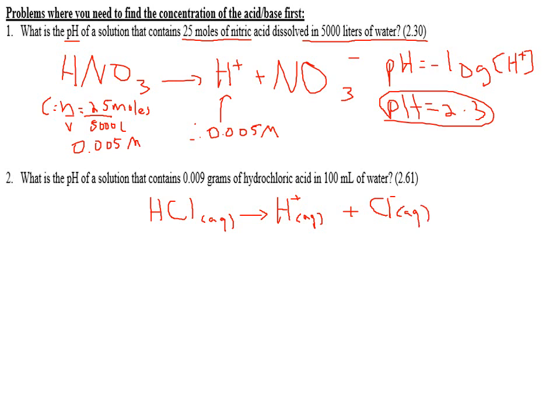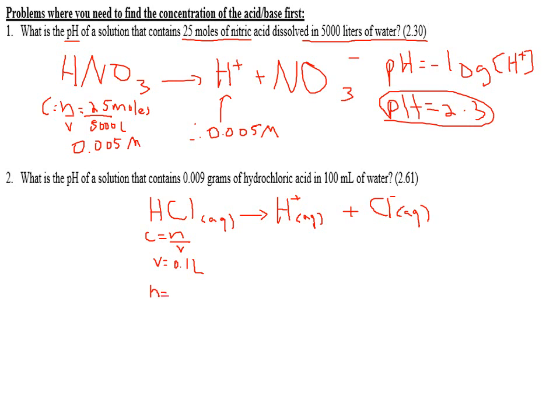We have 0.009 grams of hydrochloric acid. So remember, we want to find the concentration. We have the volume, 0.1. We have 100 mils. We want to convert that into liters. So divided by 1,000, 0.1 liters. We need the number of moles.